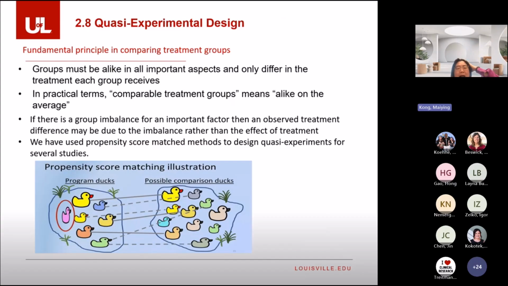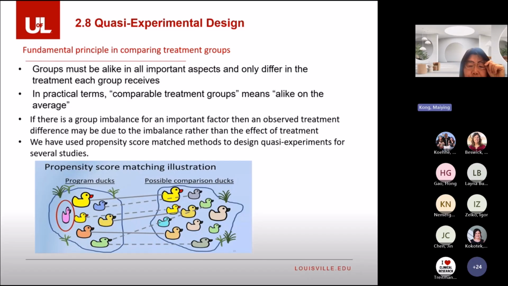So here, the fundamental principle in this quasi-experimental design is that the control group, the comparison group, must be alike in all important aspects, and only differ in the treatment group assignment. In practical terms, that means the patients in the treatment group and the control group are comparable other than the treatment they received. One is treated, one is in the control group.